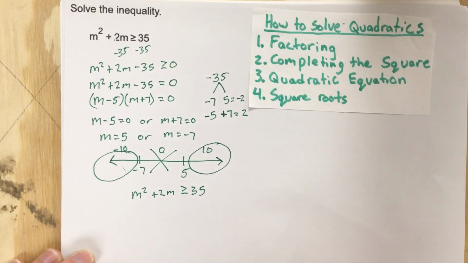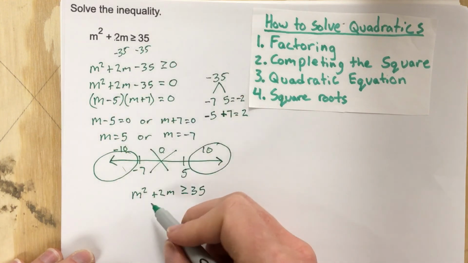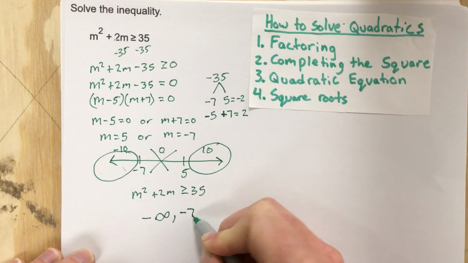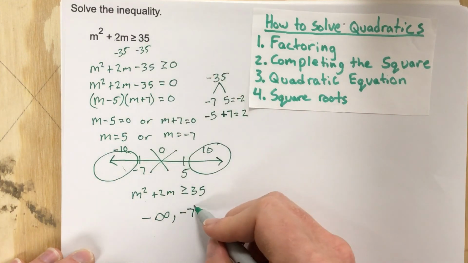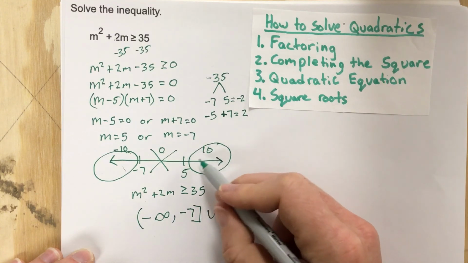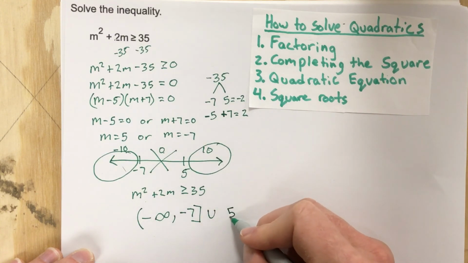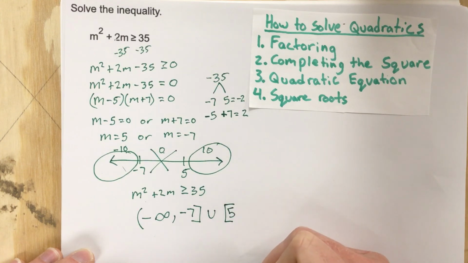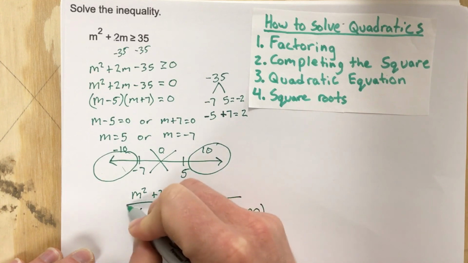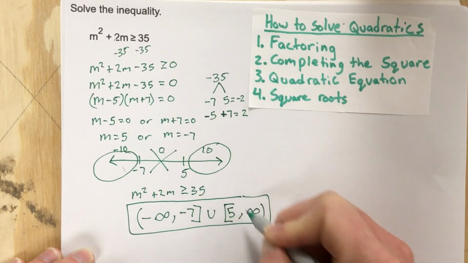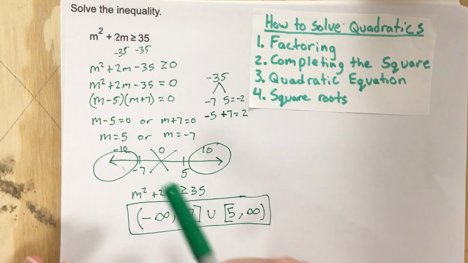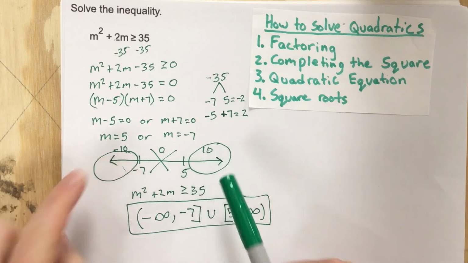So my solution set for this quadratic inequality runs from negative infinity to negative 7. And because it says equals, we're going to say that it includes the root. Union, this side, it includes the root because there's an equal sign on the inequality. So 5 to infinity. So my solution set just skips between the numbers negative 7 and 5. Otherwise, all the other numbers on the outside, between negative 7 and 5 out here, they are solutions.